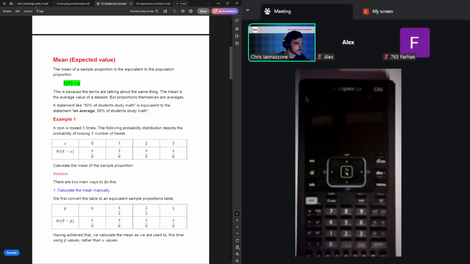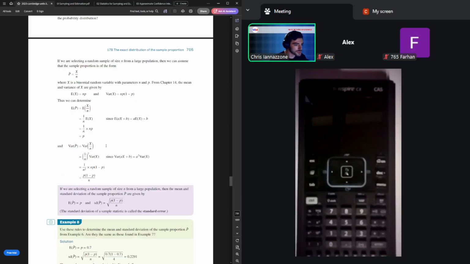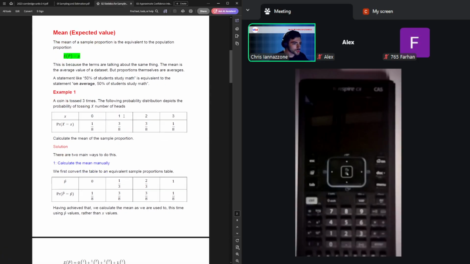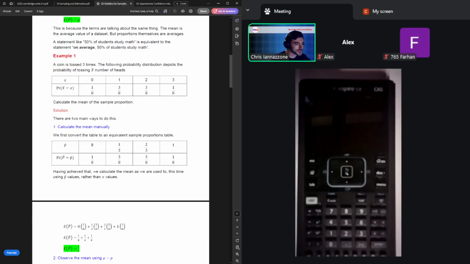But you don't need to know where it came from. That's just a bit of trivia as to why they look similar but different. As a bit of a proof, you could do the mean or expected value the same way as you've been doing it for discrete before. It's obviously going to take a while, because if you recall, the way we do it is you take the x value and you multiply it by the equivalent probability, rinse, repeat, and then add all the results together.